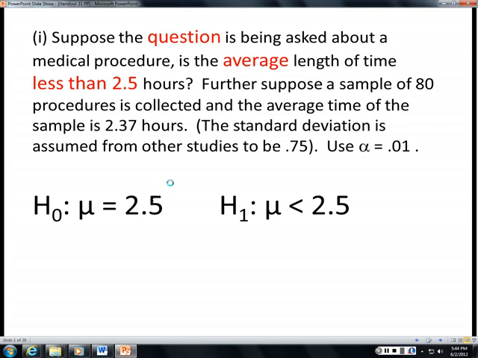Now the first thing about this question, like any question, is that it has some sort of a question or claim that we're asking. And in this case, it's whether or not the average of something is less than 2.5. So that claim or question has to be represented by our alternative, and of course the null is just the same thing with an equal sign.